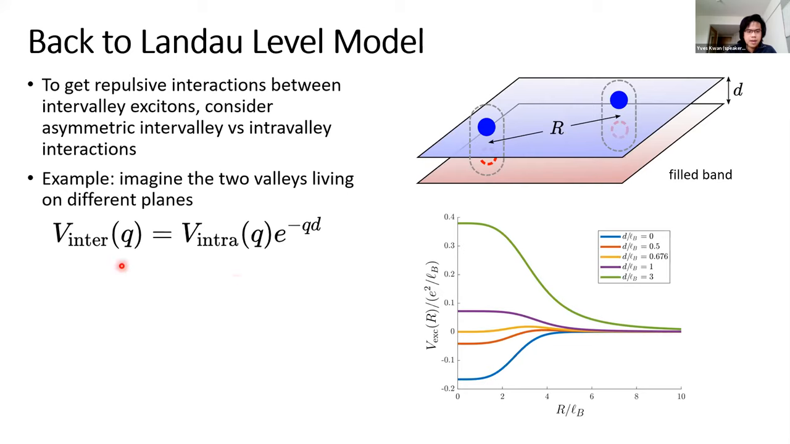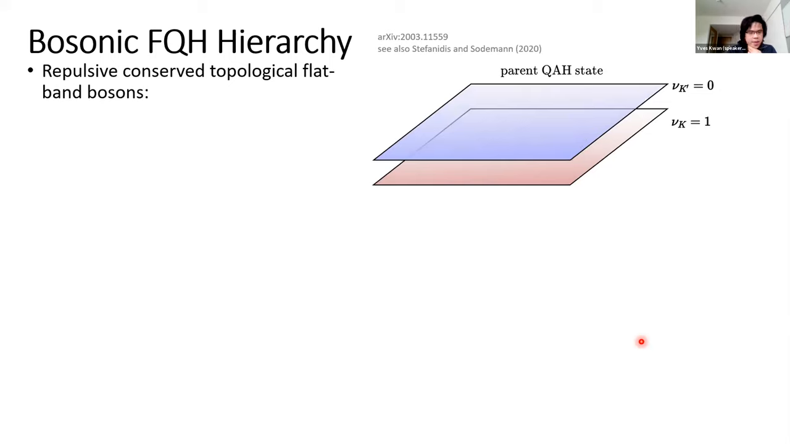And so this introduces some asymmetry in the interactions. For example, the interaction between electrons in different valleys is suppressed relative to the interaction between electrons in the same valley. And you can show that if you increase D enough, you can engineer a system where these tightly bound intervalley excitons actually repel. And if this is possible, then we basically have all the ingredients we need for this bosonic fractional quantum Hall hierarchy. We have repulsive, conserved, topological flat band bosons.